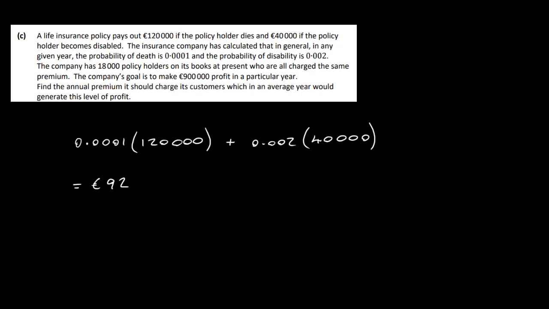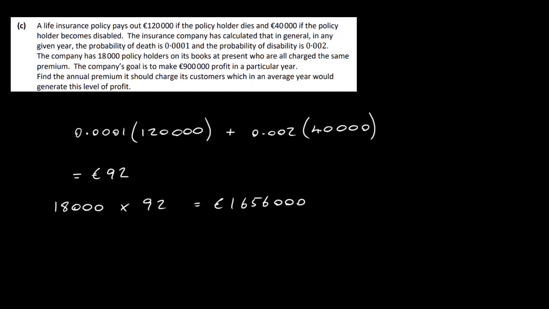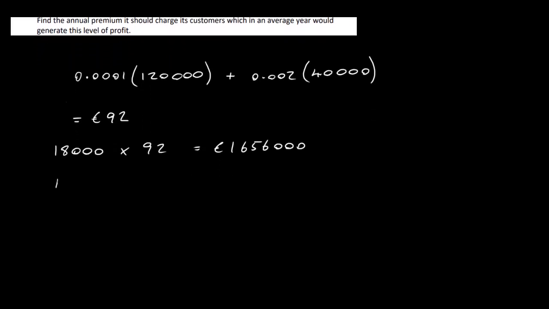So there are 18,000 policyholders, so let's take the 18,000, multiply that by 92. So when you do that, you get 1,656,000 euros. So this is how much you would expect to pay out to the policyholders. Now this company wants to make 900,000 euros profit. So I'm going to take the 1,656,000 and add the 900,000. That will give us 2,556,000 euros.